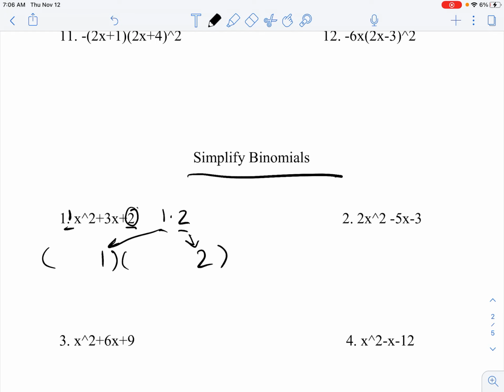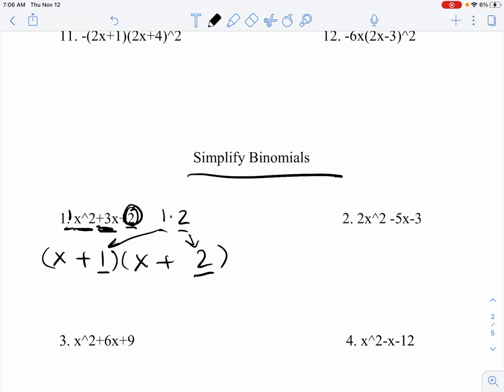So 1 times 2 is 2. Since x squared only has a coefficient of 1, we can just write x times x. Now since this is a positive 3x, we want to add these. So we just put the plus sign and we get our answer.